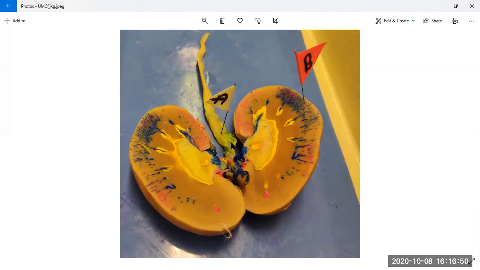And as you can see the color, this is yellow and this is yellow. It means it is continuous. And this is the ureter, which leads to the urinary bladder. Ureter, renal pelvis, renal medulla, and cortex.